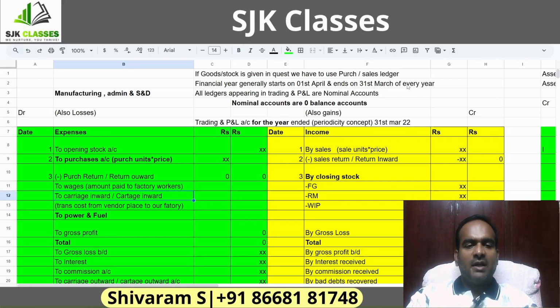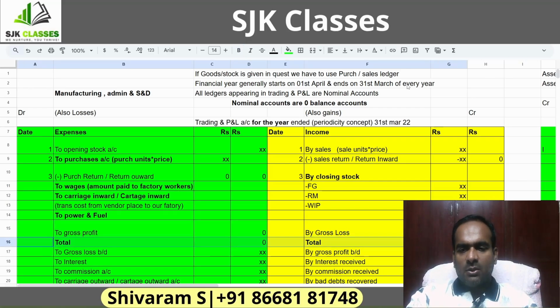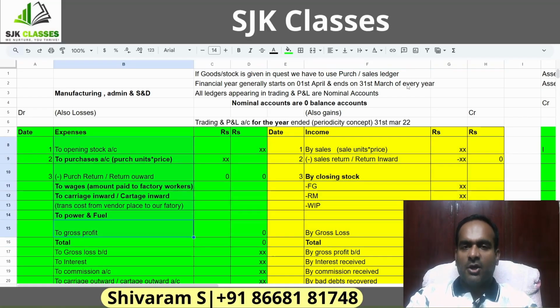Then, what is this carriage inward? It's nothing but the cost incurred for transporting the raw materials from supplier's place to our place, which is called carriage inward. So, the debit side of trading account, and what is trading? The items above this total is called the trading account. The trading account debit side represents the input into the factory. So, these are the expenditure which we incur for production purpose, or in short, we call this manufacturing cost.